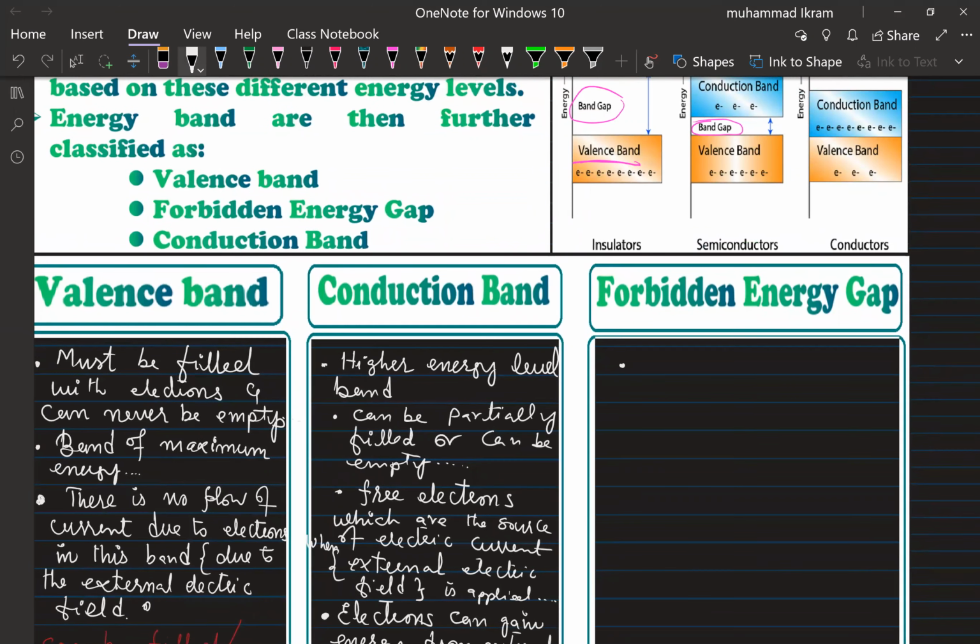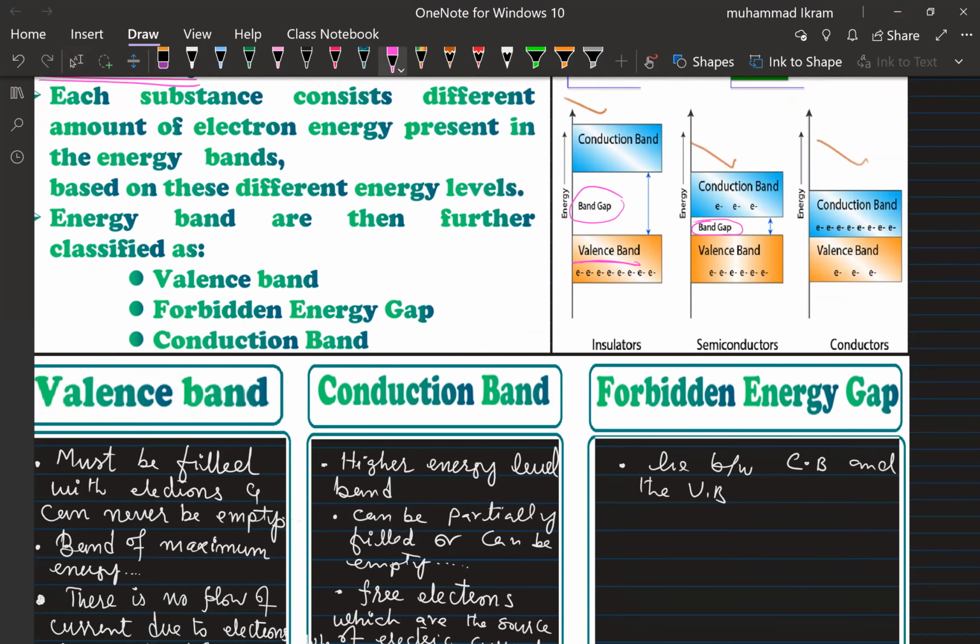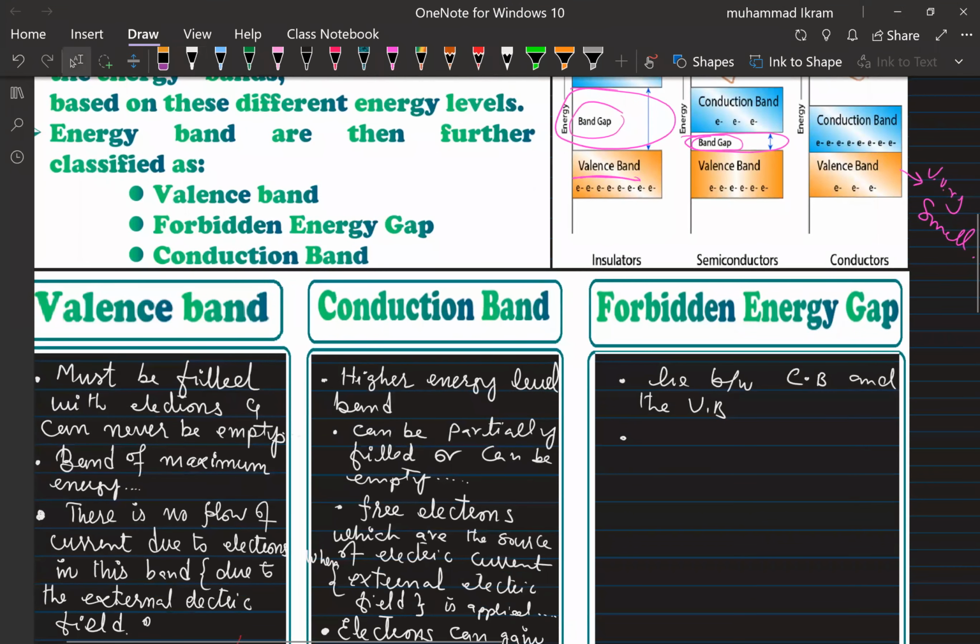Now there is the forbidden energy gap. The forbidden energy gap lies between the conduction band and the valence band, as you see. This is the forbidden energy gap. In the conductors, it is negligibly small, so small that the conduction band and the valence band are overlapping. The energy gap is in between the conduction band and the valence band.